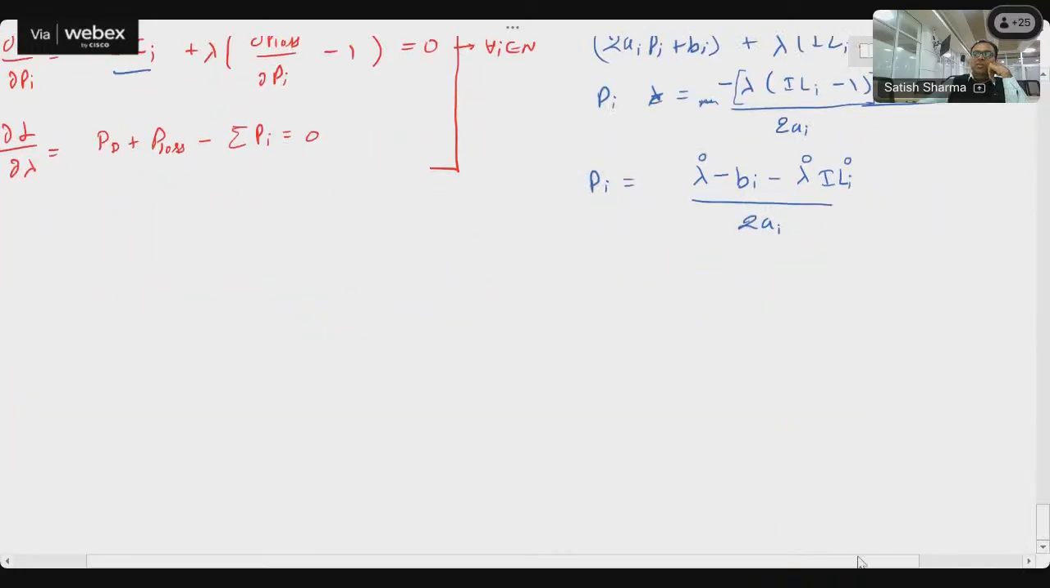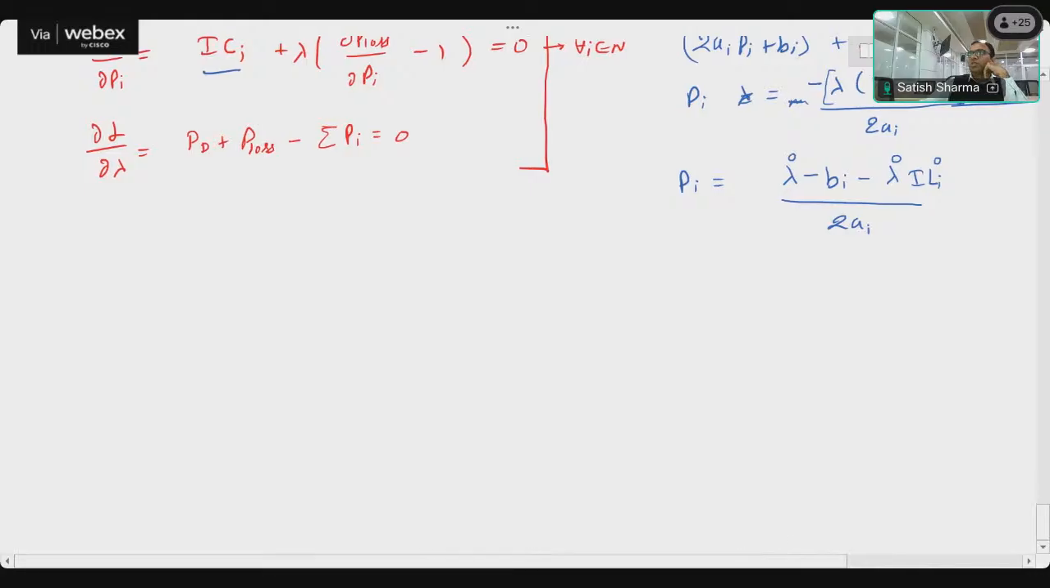Was the gradient method discussed earlier today in the morning by Dr. Deep Kiran? Jyoti, gradient method was discussed. Anyone who was present in the morning session, was the gradient Newton's method discussed? Okay, thank you.